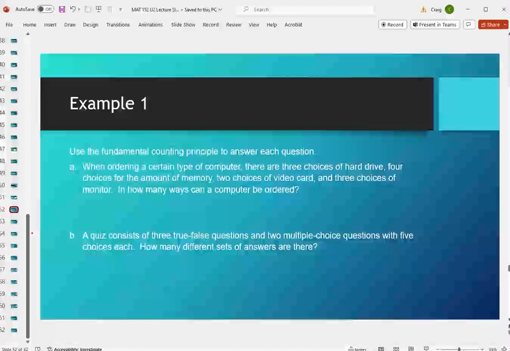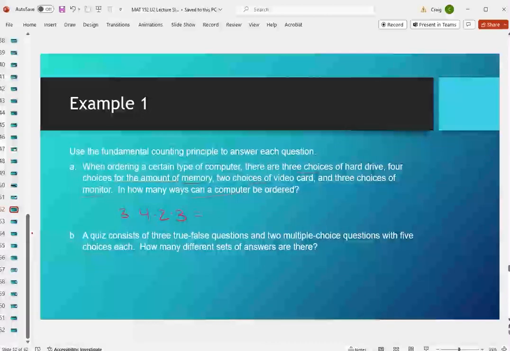So let's use that fundamental counting principle to practice just a little bit. When ordering a certain type of computer, you've got 3 choices for a hard drive, 4 choices for the memory, 2 choices for a video card, and 3 choices for a monitor. How many different ways can you order a computer? Well, if there are 3 choices for the hard drive, 4 choices for memory, 2 for a video card, and then 3 for a monitor, we just multiply all of those together.